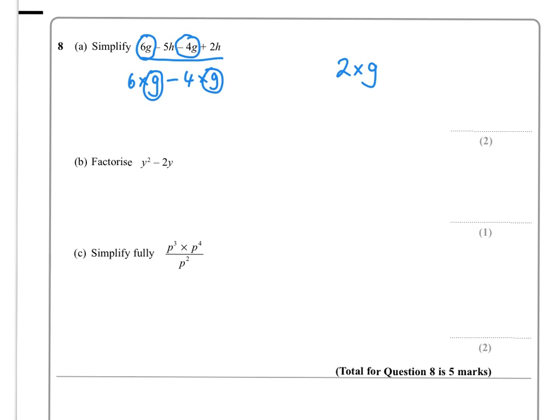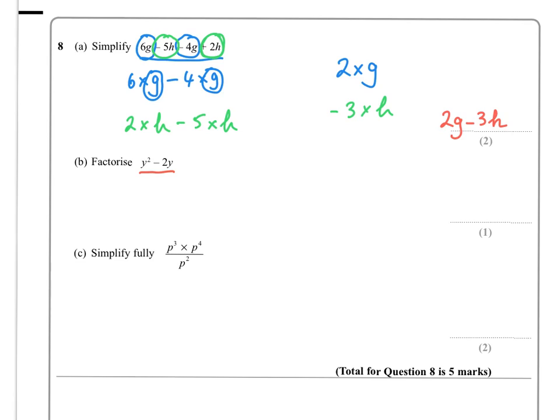And then if we started off with minus 5 lots of H and added 2 lots of H, well, that's the same as doing 2 lots of H with 5 lots of H taken off, which would get you down to minus 3 lots of H. So what you've really got left in this situation is just 2G minus 3H.